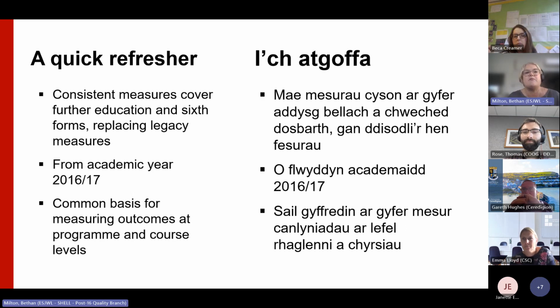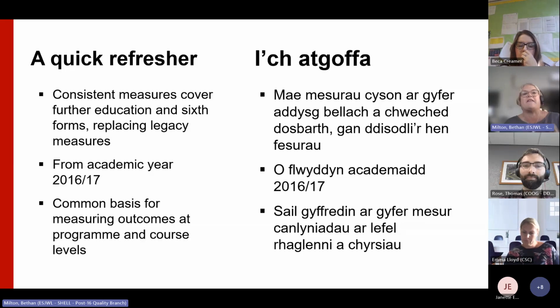So as a quick refresher, the consistent measures cover further education and sixth forms, basically because you both deliver the same programme, so mainly A levels, AS levels, and some vocational. Before the consistent measures were introduced, there was no common way of measuring outcomes for learners, because the data for schools was looked at by one team, and the data for FE institutions was looked after by another team. So the measures have been in place from the 2016-17 academic year, and they've given us really the first chance to look at things in a consistent way across the post-16 sector.